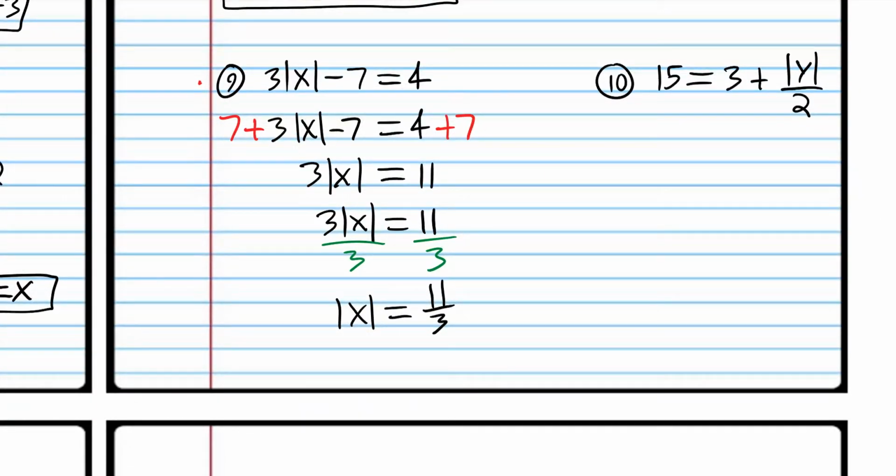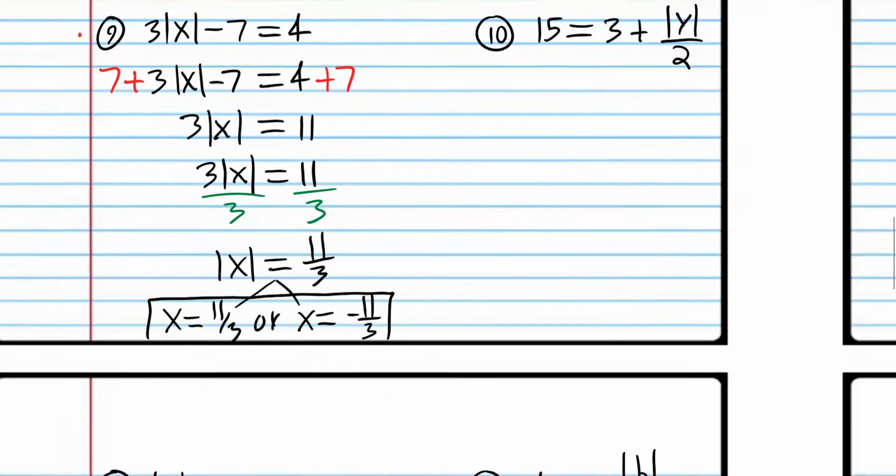So that means we're ready to break it into parts. So x is equal to +11 over 3, or x is equal to -11 over 3. And there you go.